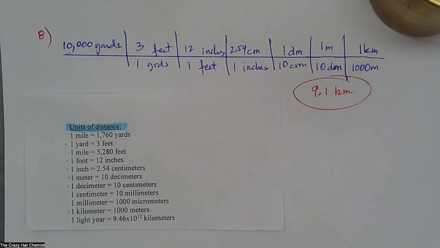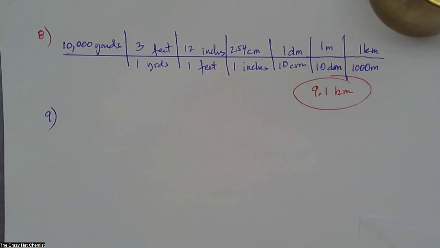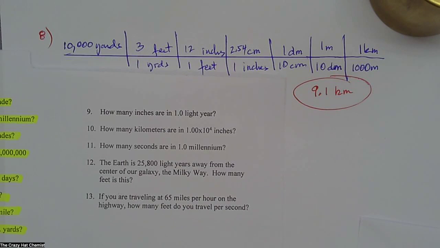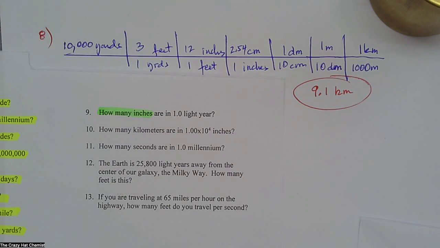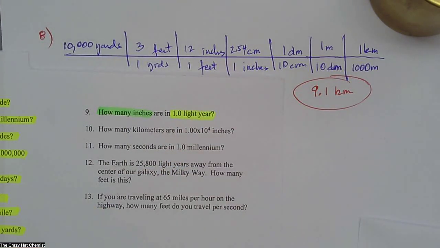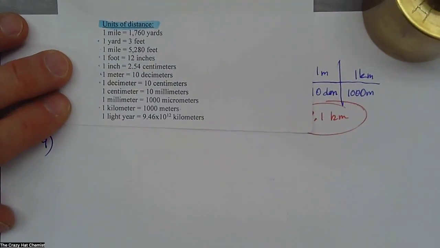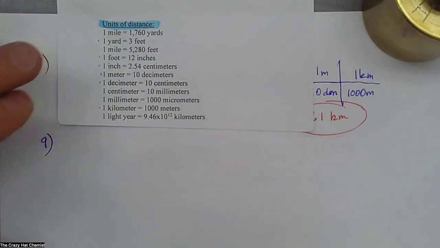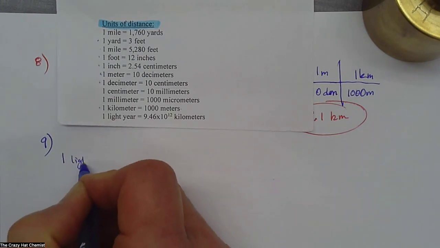What a conversion. All right, fantastic. Let's see if we can do the next one. The next one is problem number 9, and problem number 9 says the following. We're looking for how many inches are in 1 light year. So how many inches in 1 light year? So we're going to put this right up here for our unit conversions, and we are going to start off with 1 light year.